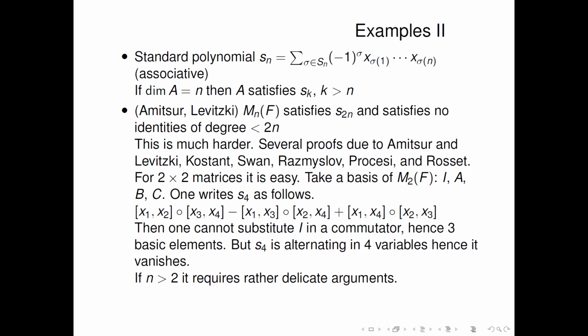very well-known theorem due to Amitsur and Levitzki, I think 1951, plus minus 1. It gives us that the n by n matrices over a field F satisfy S2n, and moreover satisfy no identity of degree less than 2n. Not any identity of degree less than 2 times n. In fact, no need to assume F is a field. You can take any commutative unitary ring.